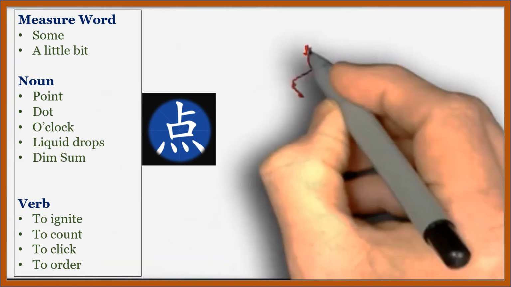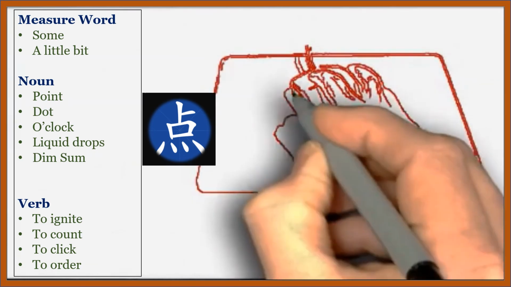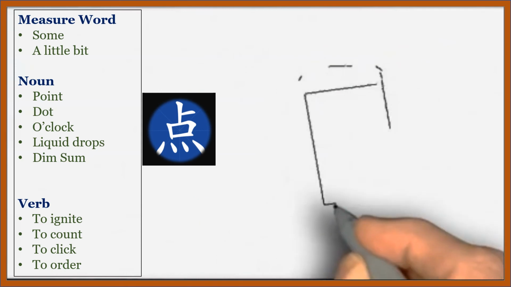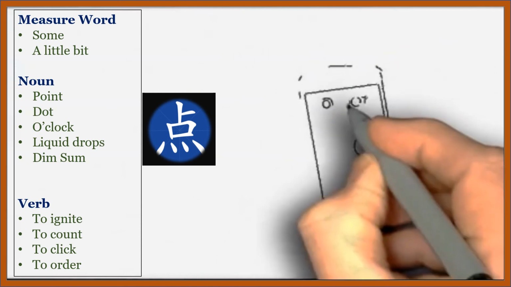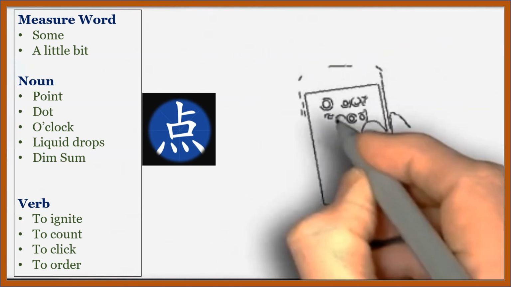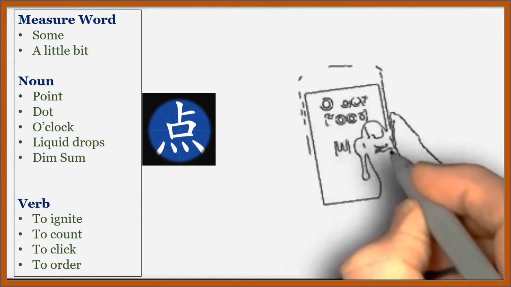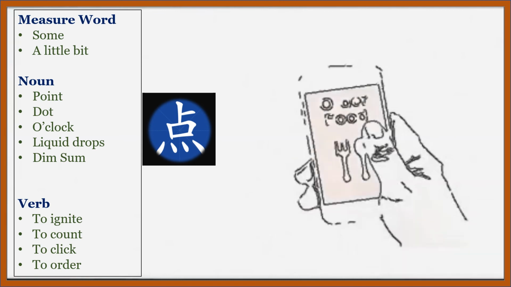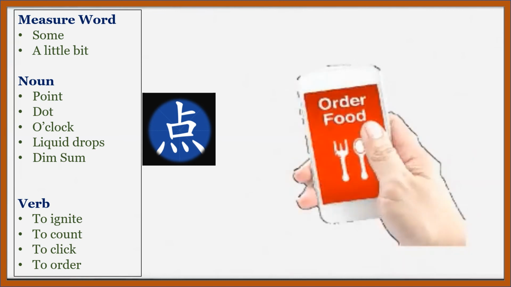To click, the little square is actually a mouse pad. The 4 dots are your fingers. So you click with your fingers. To order, the 4 dots are your fingers, and the little square in the middle is the screen of your cell phone or a food menu. So you order food with your fingers. Congratulations, you have learned all the different meanings of this character.